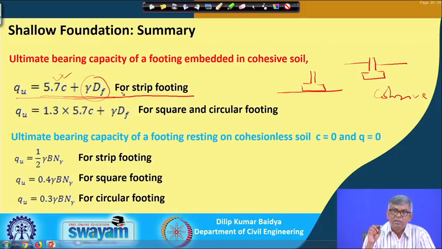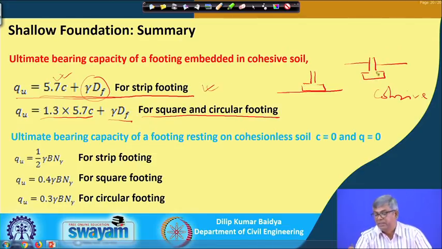Similarly, if I go for square or circular footing, what will happen? The gamma part is still missing. So, it will be 1.3 into 5.7 C plus gamma D f for both square and circular footing. Unless the gamma part is there, there is no difference between strip and square and circular footing. So, this is when the footing is embedded, and when the footing is on the surface I have shown 2 equations. When it is embedded, these 2 equations are applicable.